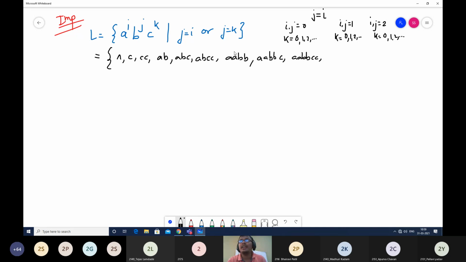Right now we are only writing considering J is equal to I. We haven't written anything for J is equal to K. We'll come back to that J is equal to K a bit later on. Right now we are focusing only on J is equal to I.